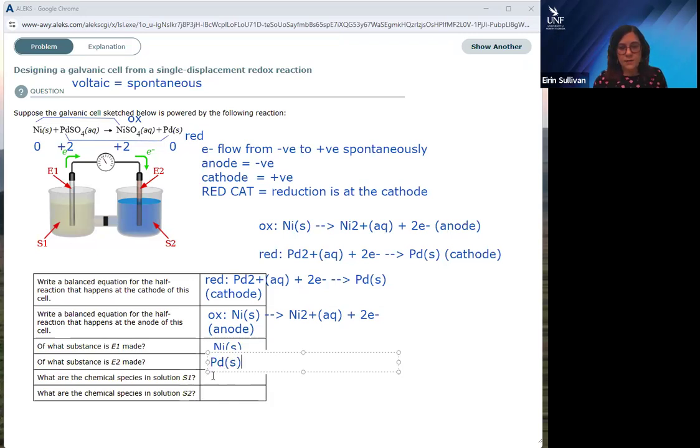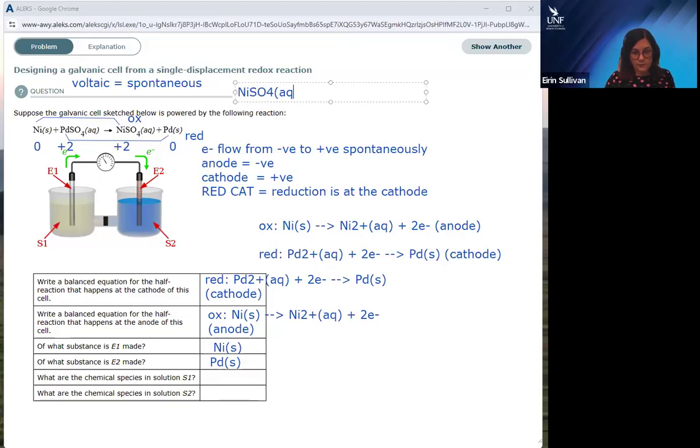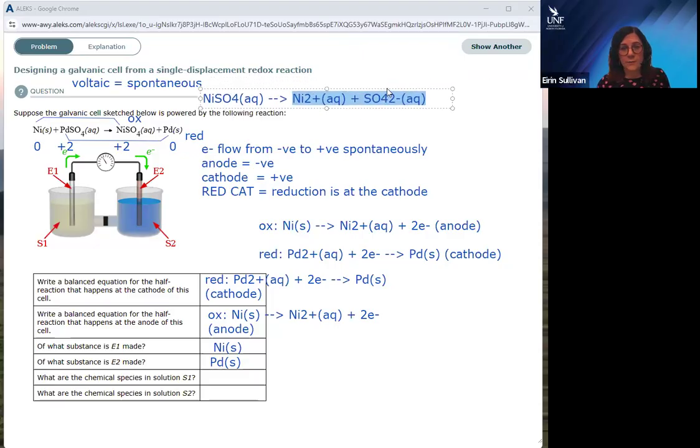The chemical species in solution S1, well, the solution is going to be my nickel sulfate, but of course, these are soluble ionic salts. So nickel sulfate aq doesn't actually exist in solution. It will be nickel 2 plus aq and the sulfate ion SO4 2 minus aq. So do be aware of that for these types of questions, that we're dealing with soluble ionic salts, so we do need to break them apart into ions. And of course, the sulfate is actually a spectator ion in this case. It's not taking part in the equation.